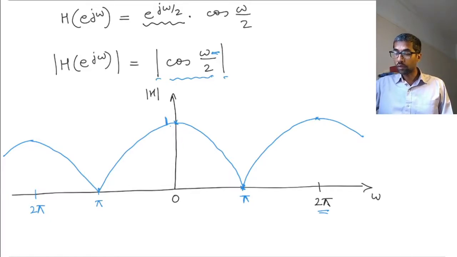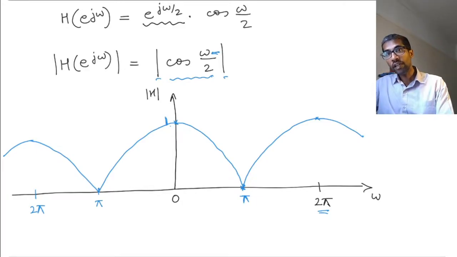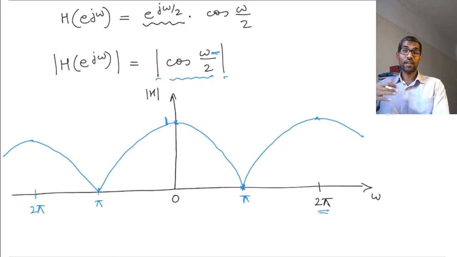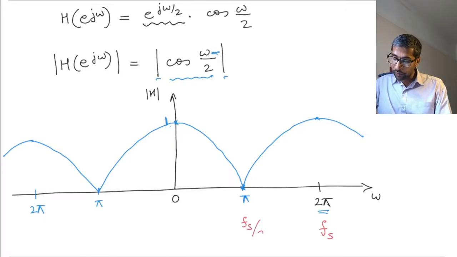Okay, so to do that, what we'll have to look at is what. So remember, what we are plotting here is normalized frequency, right? We went from the digital signal and we calculated the frequency response. So this is normalized frequency. Now, if we convert this normalized frequency into actual analog frequency, what do the frequencies correspond to? So if we do that, you realize that 2 pi becomes fs and pi becomes fs by 2.